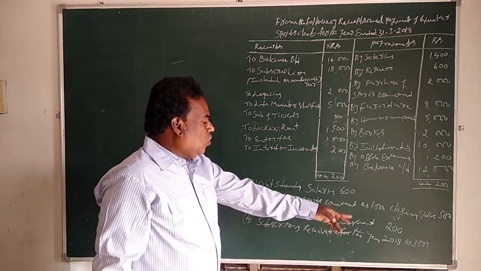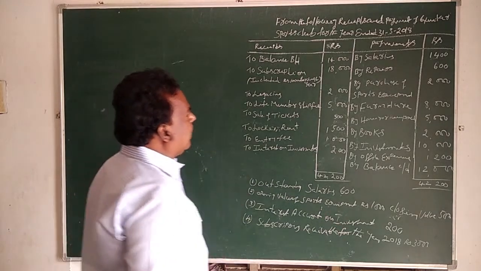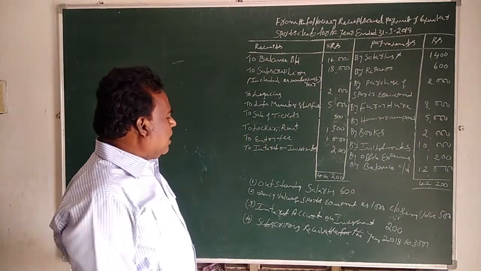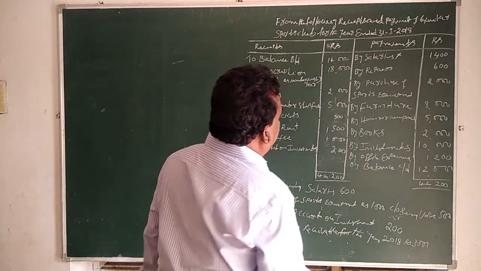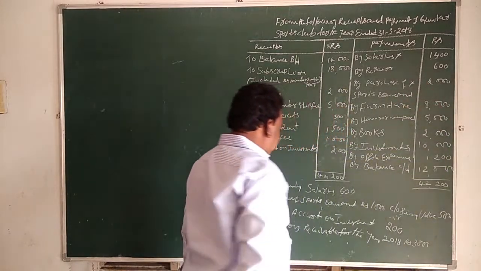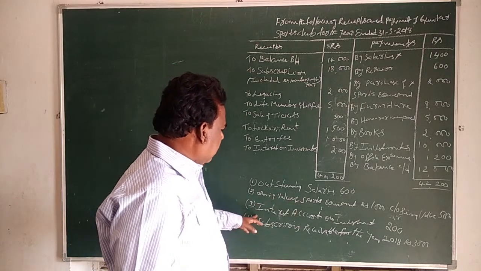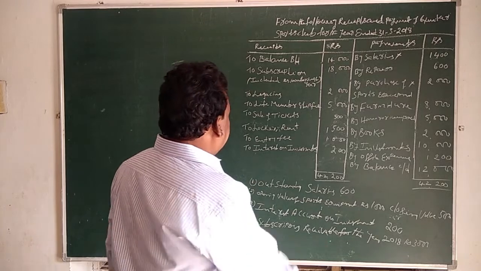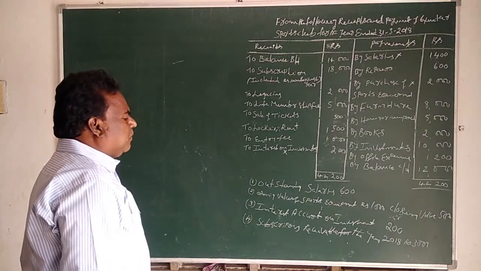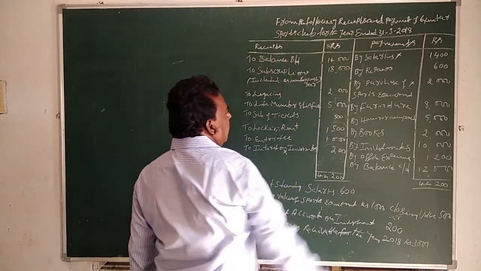Subscriptions receivable for the year 2018, 3,000. So these are the adjustments. First adjustment: outstanding salaries. Next one: opening value of sports equipment. Sports equipment 2,000 purchased; opening balance is there, closing balance is there. Next, interest on investments, already 200, receivable 200. Next, subscriptions for the year 2018, 3,000. One adjustment is there in subscriptions.